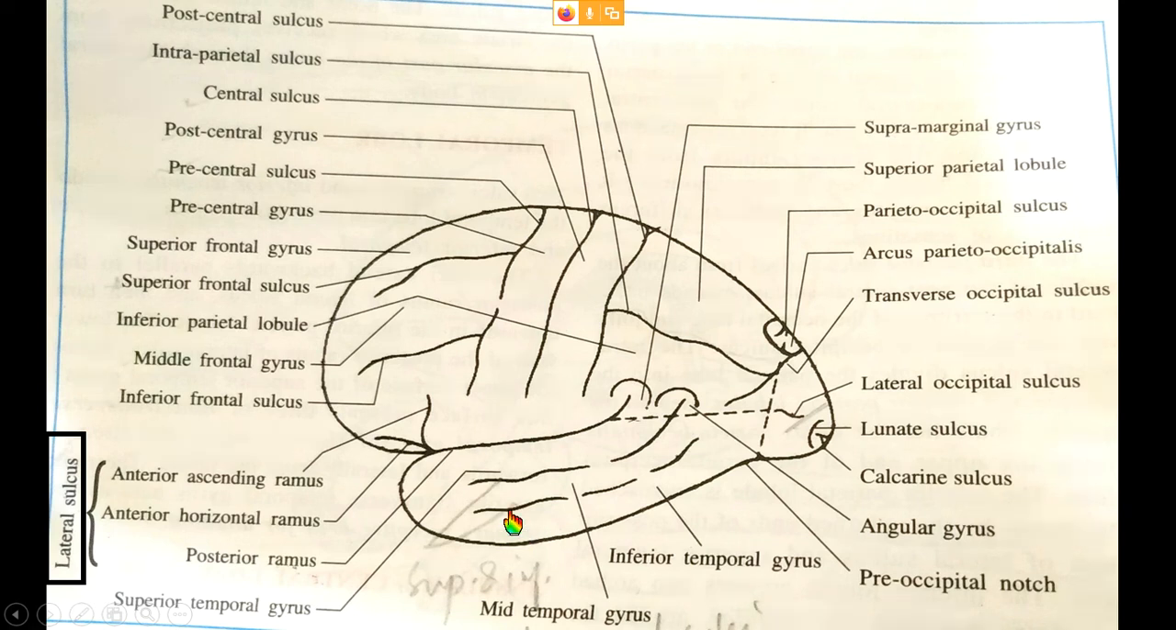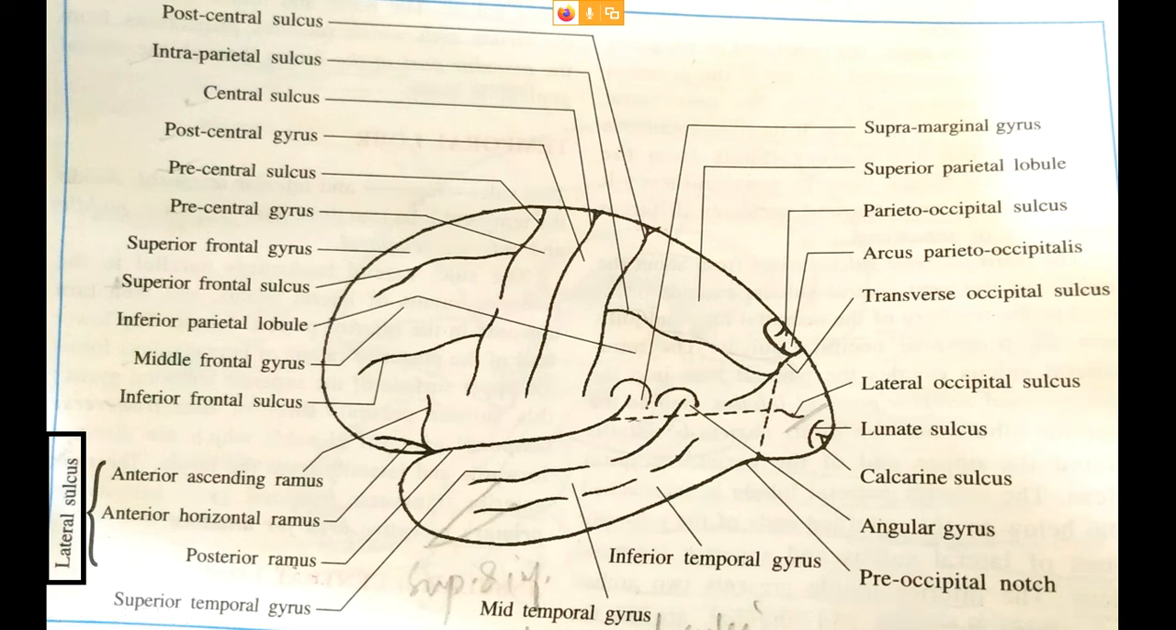The superior temporal sulcus extends backwards parallel to the posterior ramus of the lateral sulcus, then turns upwards and enters into the inferior parietal lobule, as we discussed in the parietal lobe. Then the lower one is the inferior temporal sulcus. It is almost parallel with the superior temporal sulcus, but it is not encroaching into the inferior parietal lobule. So that is about the two sulci and three gyri of the temporal lobe.